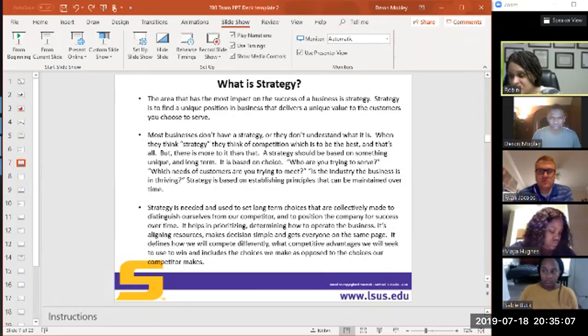Strategy is needed and used to help a company prioritize. It aligns resources. It makes decisions simple and gets everyone on the same page in the company. And it also determines how we're going to operate the business, including determining how our product functions and its features. And I would like to move to my next slide.